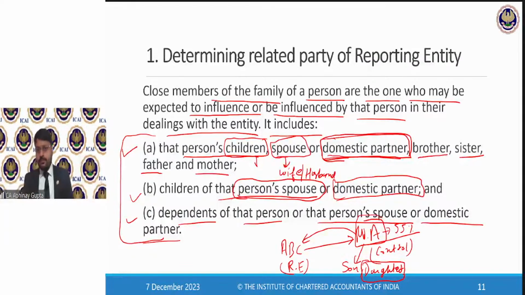Clear? So close family members are children of the person, children of the spouse, children of the domestic partner, and brother, sister, father, mother of the person. Children of the spouse and children of the domestic partner, second category. And the third is dependents of the person, that is father, mother, dependent on the person's spouse, that is mother-in-law, father-in-law, and domestic partner, that is mother-in-law and father-in-law of the domestic partner, right?